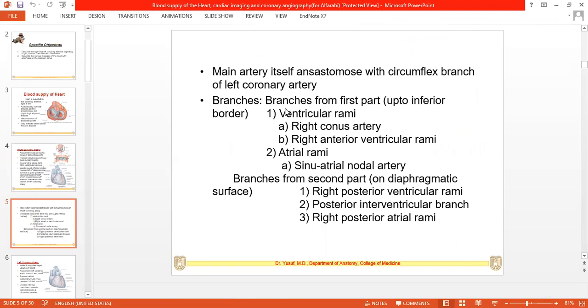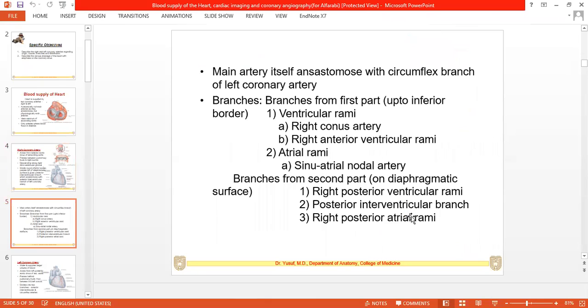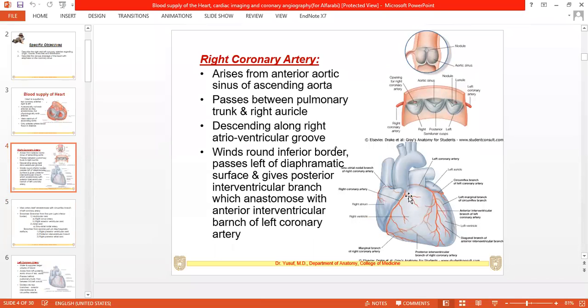What are the branches which it will give? Branches from the first part, up to the inferior border, give ventricular rami. It will be giving many branches to the ventricles. It gives atrial branches as well as ventricular branches, called ventricular rami. In this, there is the right conus artery, which will be going to the conus. So this is the conus branch.